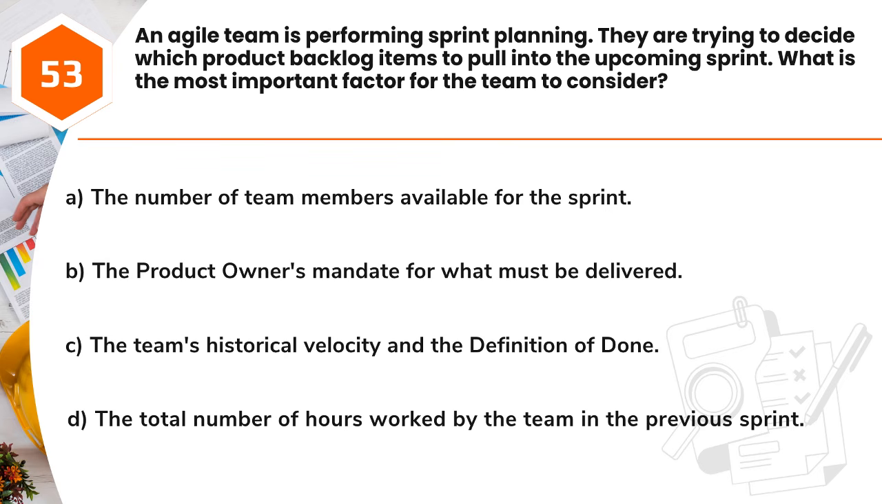Question 53. An Agile team is performing sprint planning. They are trying to decide which product backlog items to pull into the upcoming sprint. What is the most important factor for the team to consider? A. The number of team members available for the sprint. B. The product owner's mandate for what must be delivered. C. The team's historical velocity and the definition of done. D. The total number of hours worked by the team in the previous sprint.